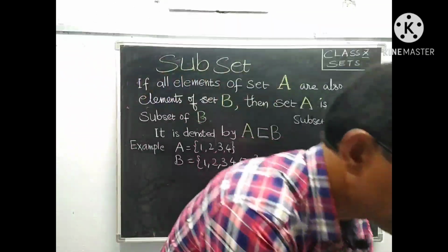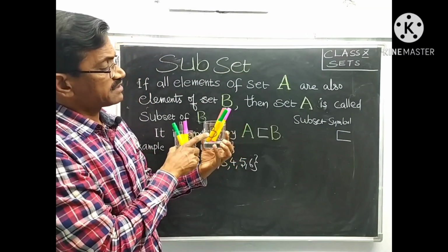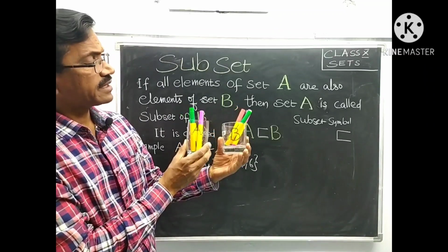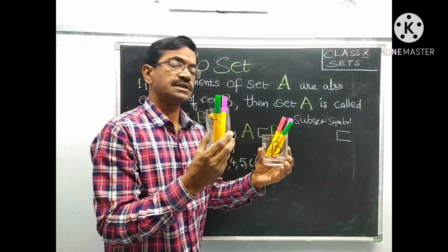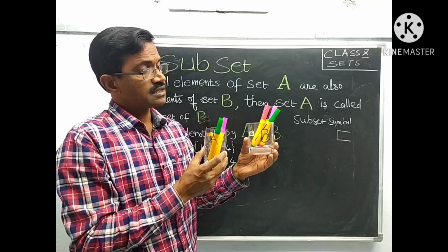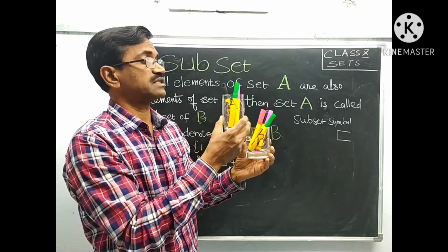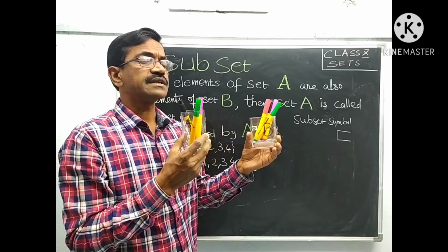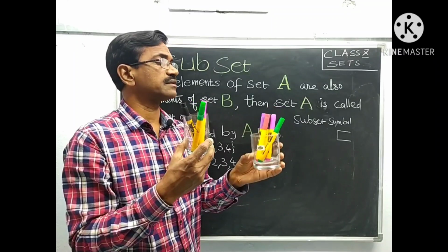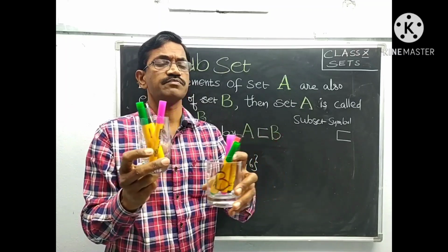Let us understand this concept by taking some sketch pens. This is set B, this is set A. This is a set of sketch pens, markers. This is also a set of markers. So every marker which belongs to set A also belongs to set B. See the colors here. Here is a green marker, there is also a green marker. Here is a black marker, here also a black marker. Here is a pink marker, here is also a pink marker.